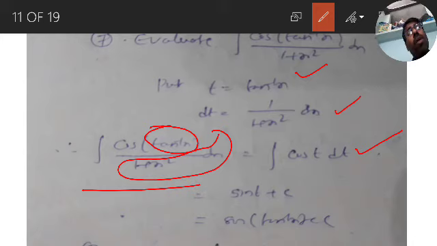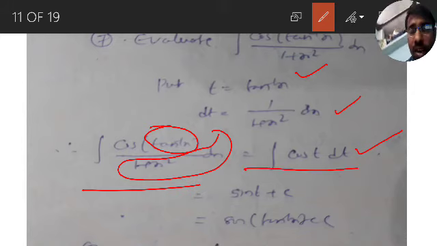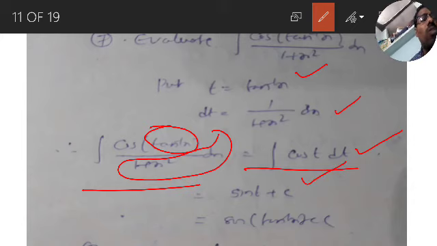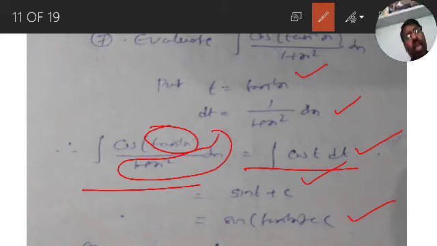So are you getting? By substitution this unknown integral is converted into a known integral. This integral that is not in standard form is now converted into standard form. What is the form? Integration of cos x dx. Integration of cos t dt. Integration of cos x dx is sin x. Integration of cos t dt is sin t plus c. But what is t? t is equal to tan inverse x, substitute. So sin of tan inverse x plus c is the answer.